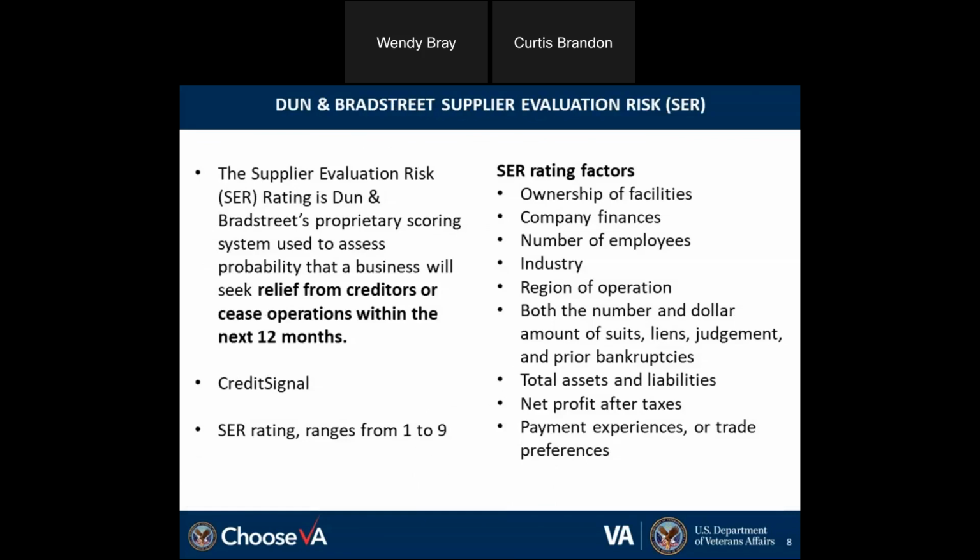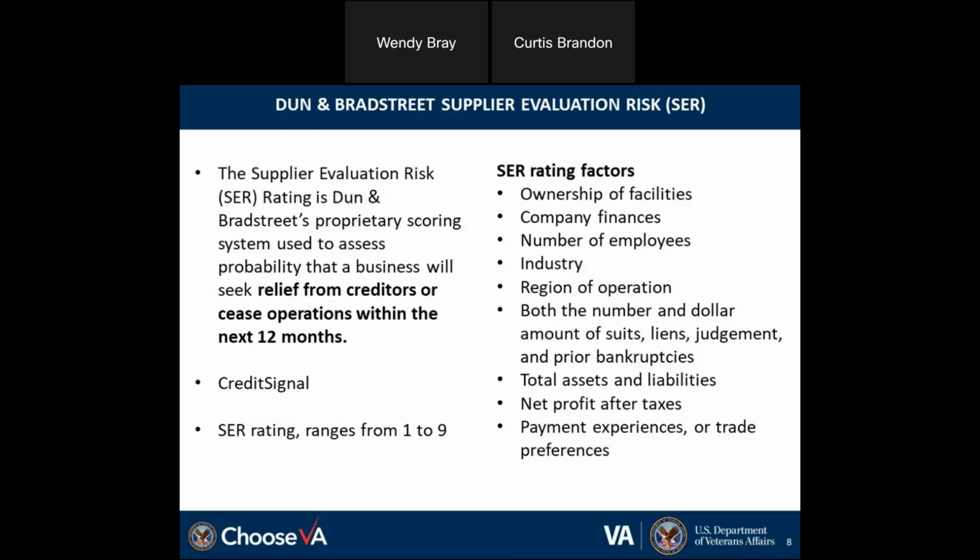One source is the Supplier Evaluation Risk Rating, SER, which is the Dun & Bradstreet proprietary scoring system. Now, the ratings range from 1 to 9, with 9 indicating the highest risk of failure. So you definitely want to make sure your business is not rated as a 9. You can see your supplier evaluation risk rating by purchasing a business credit report.